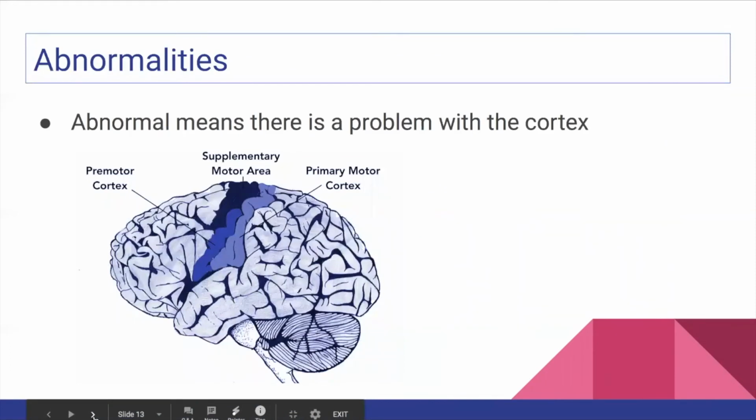As far as abnormalities with the DPT, if an individual is showing abnormalities here, this means that there's going to be a problem with that individual's cortex.